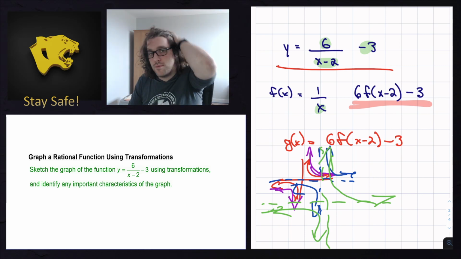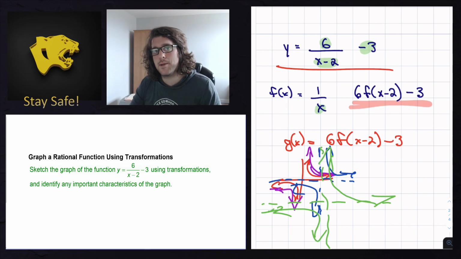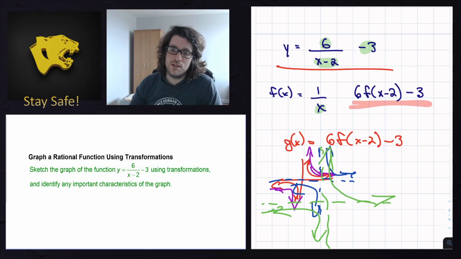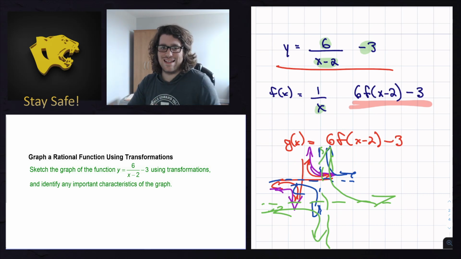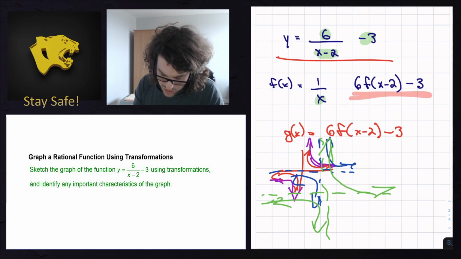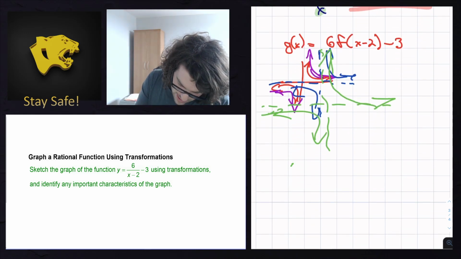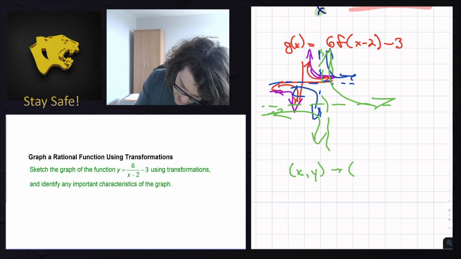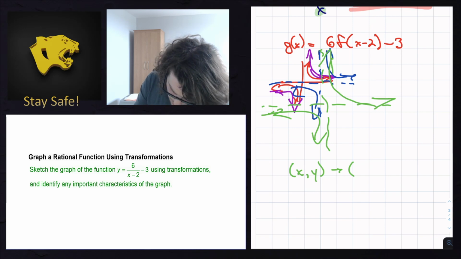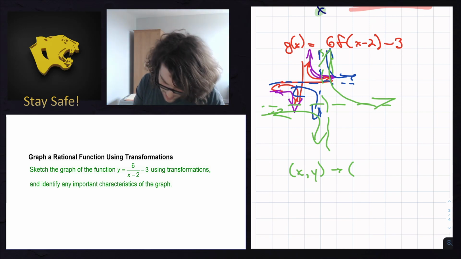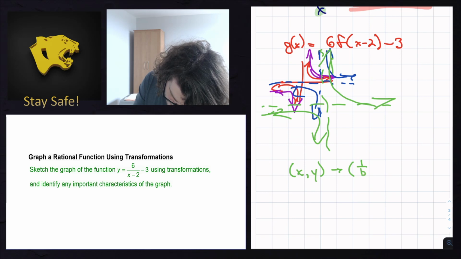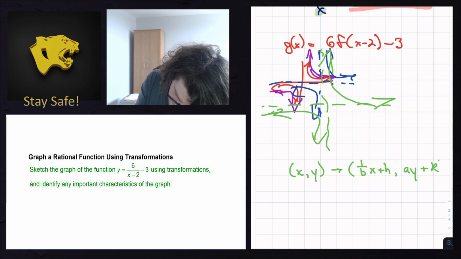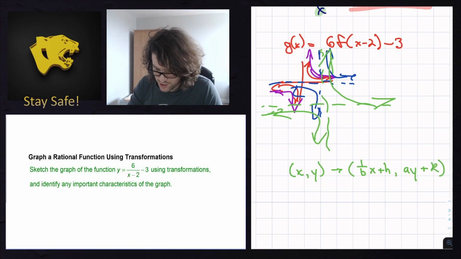And we can use transformations in order to understand what it should look like. But we can also use our knowledge of mapping notation in order to translate some important pieces of information from one graph to another. So in this case, the mapping notation, or maybe not in this case, so let's say generally. So that's going to be x comma y. Oh, it's been a long time. So this is (1 over b)x plus h, ay plus k. So it would be our mapping notation generally for this.